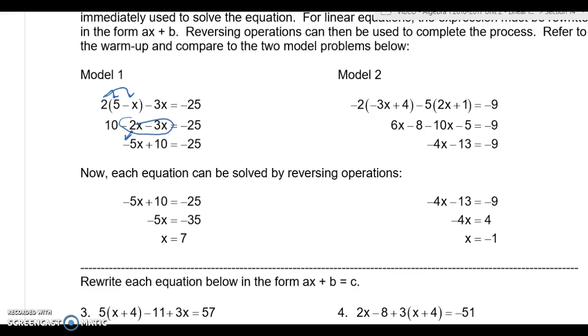Now to solve it, then we can apply our reversing operations. So we can subtract 10 from both sides, and then divide by negative 5. And we get x equals 7.